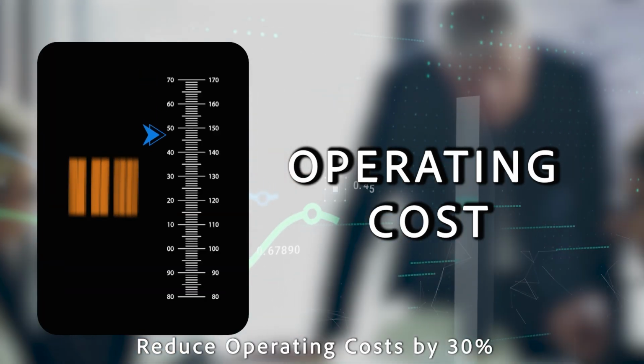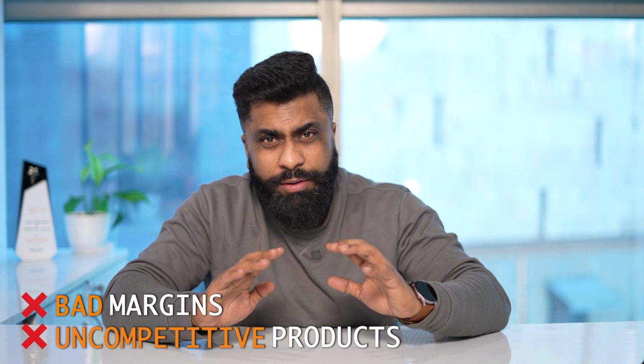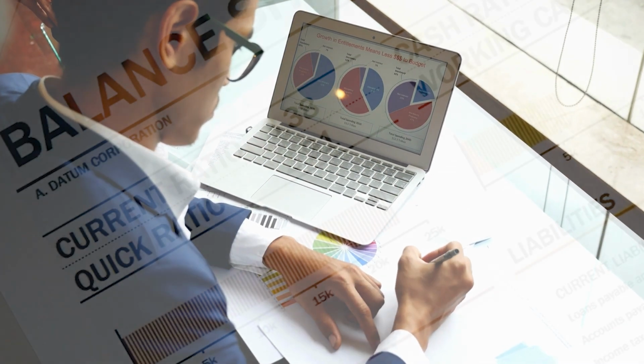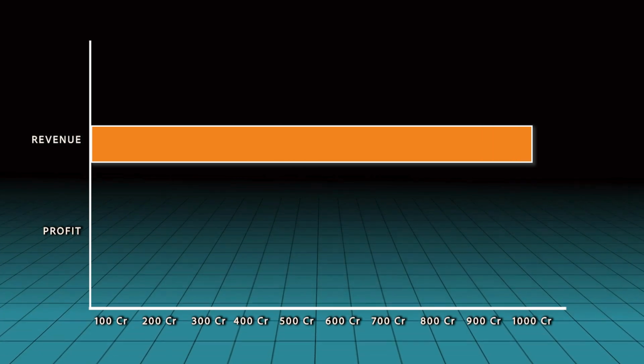January 2025, first board meeting of the year, the CFO was asked by the board to reduce their operating cost by at least 30%. Why? Because in 2024, bad margin products were uncompetitive for them. Immediately after the board meeting, the CFO opened the P&L and the balance sheet, found out 1000 crore was the revenue, 100 crore was the profit.